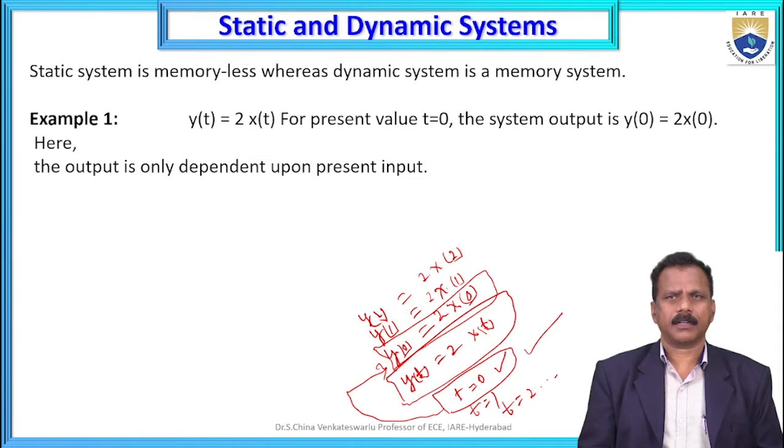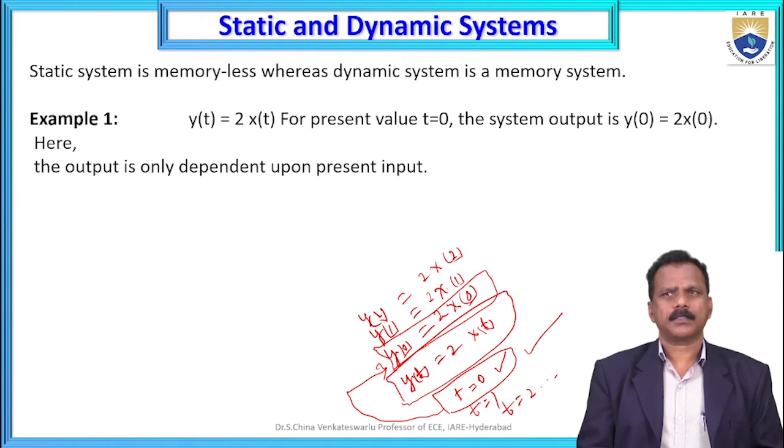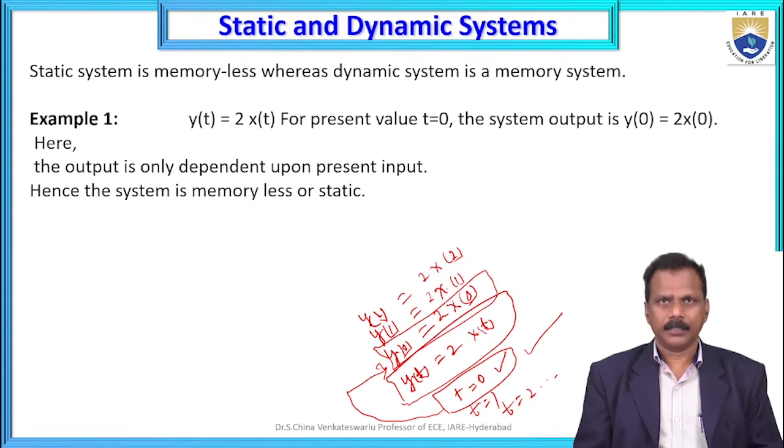You can consider this where y of t is equal to 2 into x of t. For present value t equal to 0, the system output is y of 0 equal to 2 into x of 0. The output is only dependent upon the present input, as the system is memoryless, or you can consider this a static system. By using all this mathematical expression and a simple example, we can identify that the system is a static system, or a memoryless system.